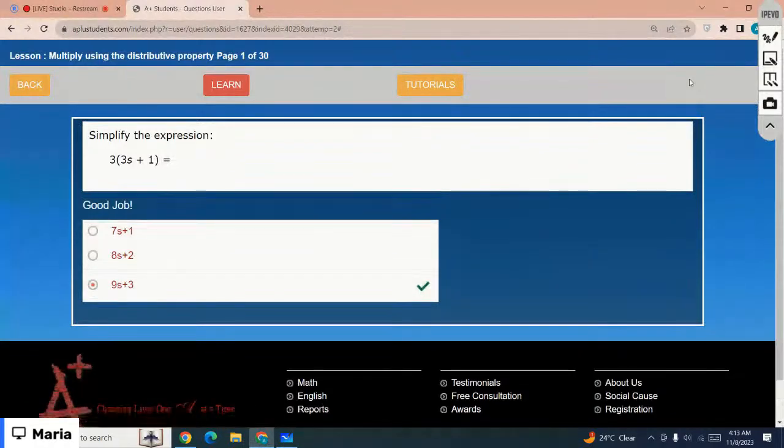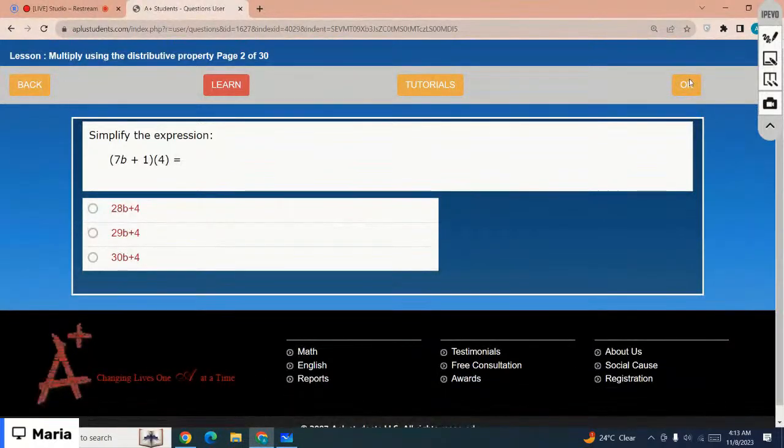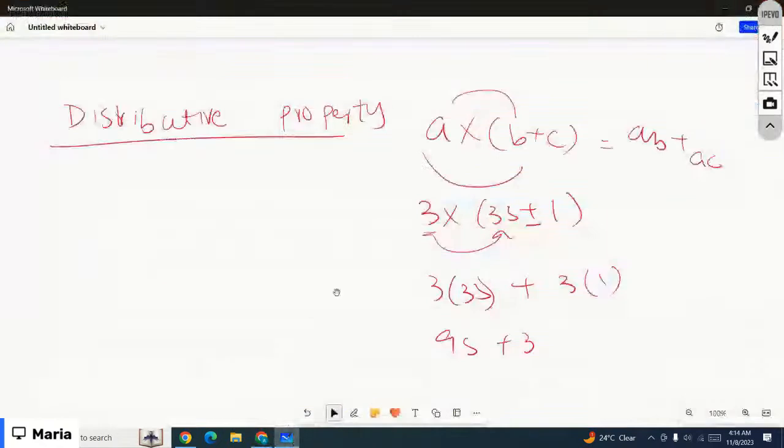Okay, the next one is simplify the expression. So which is the correct option? You have to do exactly the same thing. Why? Let me explain again. 4 times (7b plus 1). I'm going to explain the second one. Just listen to me carefully. This is very easy.